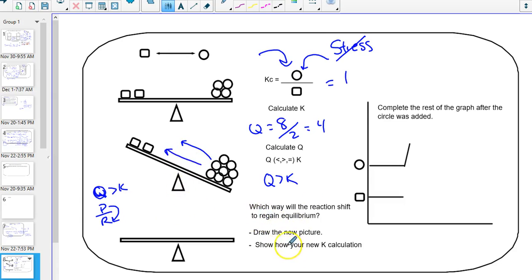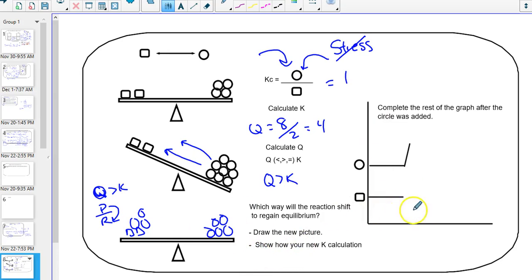Which way will it look when you're done? Well, to get back to 1, I would need to have equal amounts. I've got 1, 2, 3, 4, 5, 6, 7, 8. So what is it going to be? 1, 2, 3, 4, 5, 6, 7, 8. Balanced? Okay.